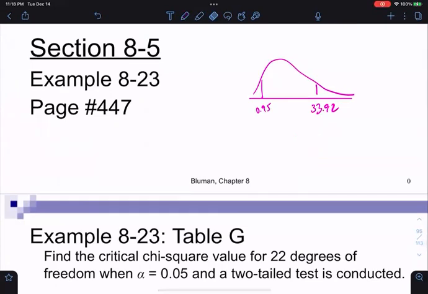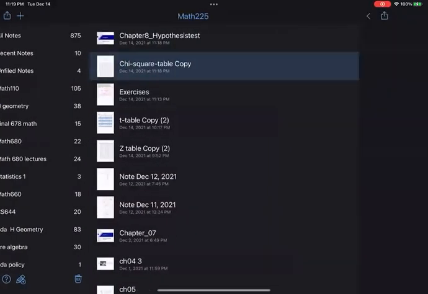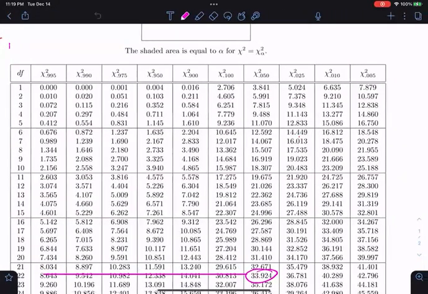And the other one, degrees of freedom 22 and 0.05. I need to look for 0.95 and 22, right? 0.95 and 22. Okay, and 0.95. So it should be 12.33, right? 12.33, because it's 1 minus that, right?